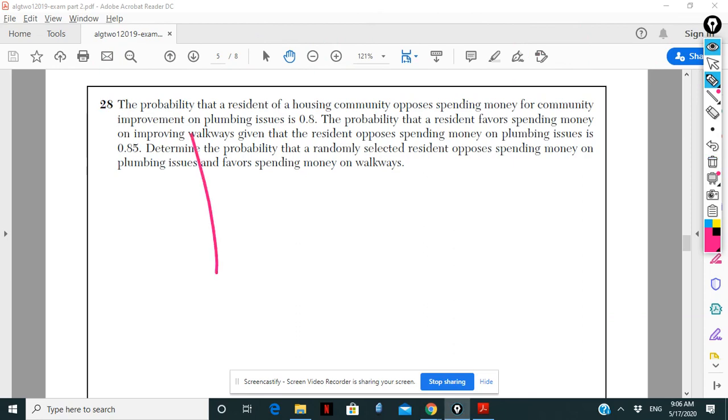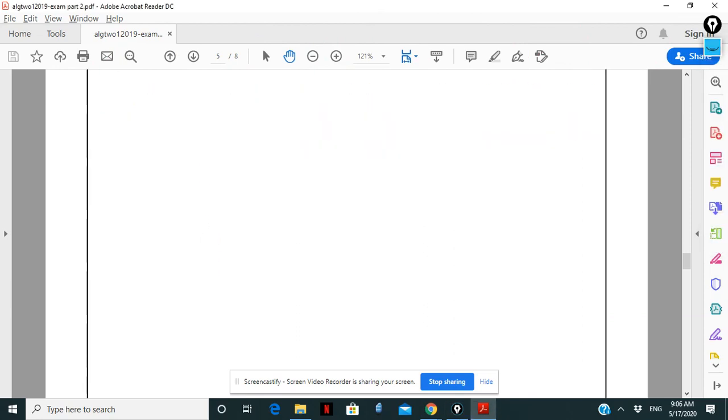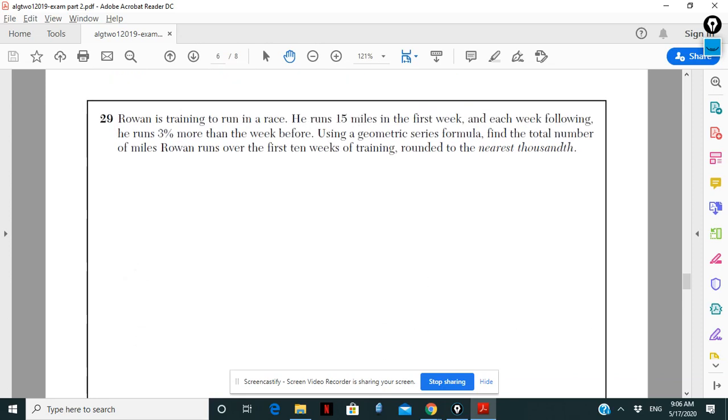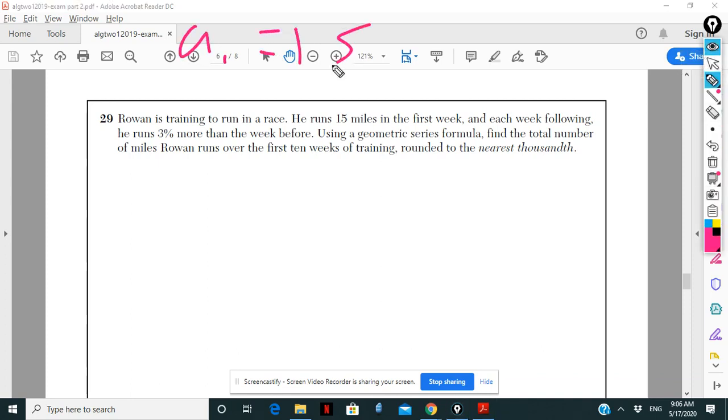Question number 29. Rawan is training to run in a race. He runs 15 miles in the first week. So A1 is 15. And each week he runs 3% more.